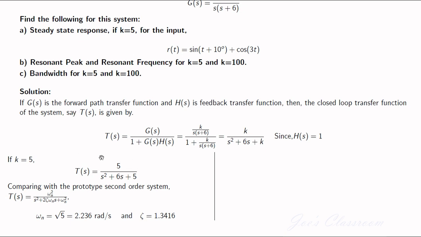We need to compare this with the prototype second order system. The prototype second order system's transfer function is omega n squared by s squared plus 2 zeta omega n s plus omega n squared. If you compare, omega n squared is equal to 5 and 2 zeta omega n is equal to 6. You should be familiar with these simplifications from time domain analysis, so I'm not doing it. Anyhow, you can directly get omega n as root of 5, which is 2.236 radians per second, and zeta is equal to 1.3416.